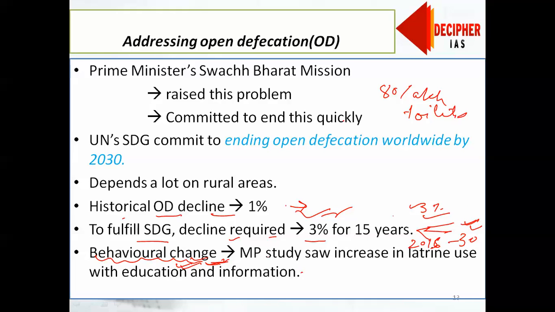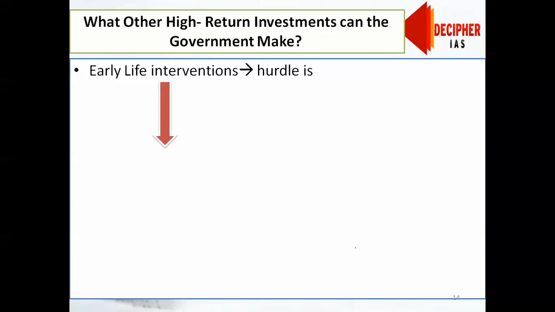Now, a study in Madhya Pradesh has shown the increase in latrine use with education and information provided to the rural people. Now, what other high return investments can the government make? Government can make early life interventions, but there are some hurdles.